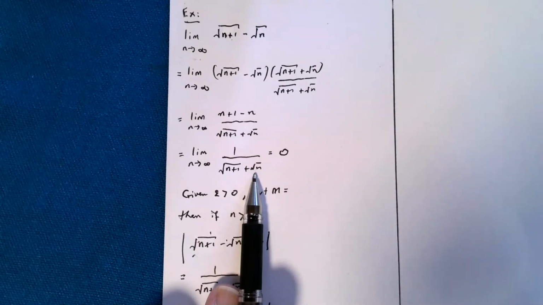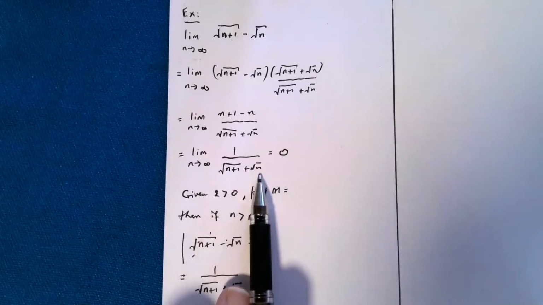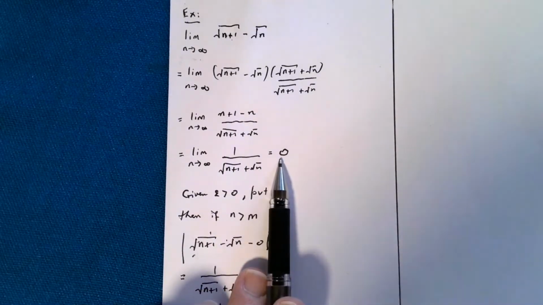And now I can just use my common sense and say, look, as n gets very big, then this is getting very big, this is getting very big. 1 over big is small, so in the limit, this is going to 0. That's just doing it heuristically. Now we're going to give an epsilon M proof that this limit is in fact 0.